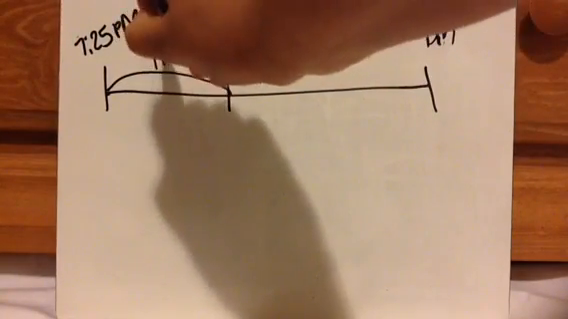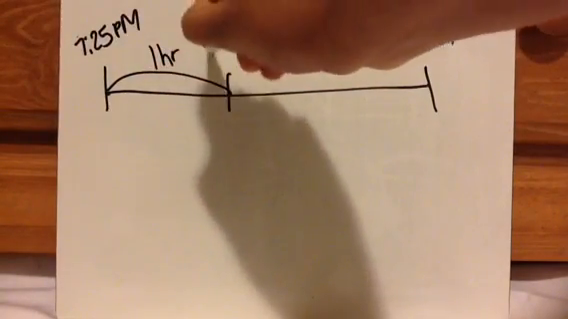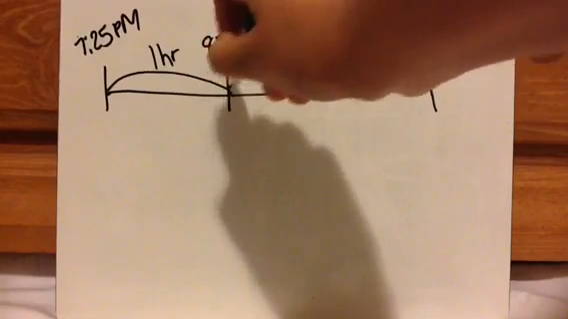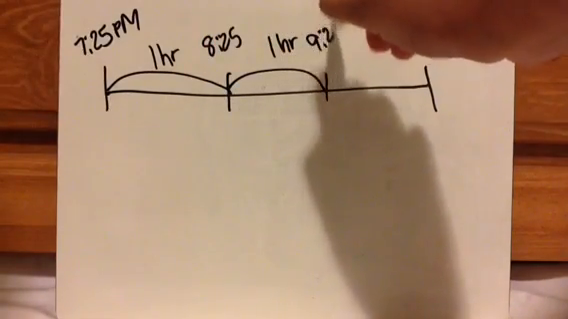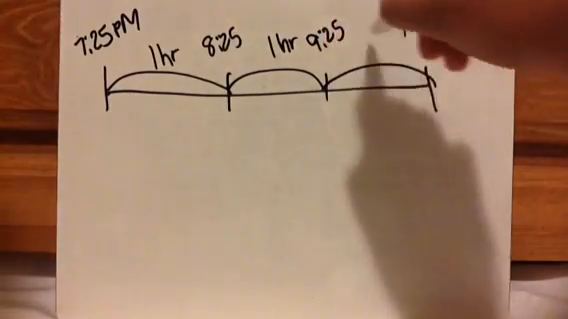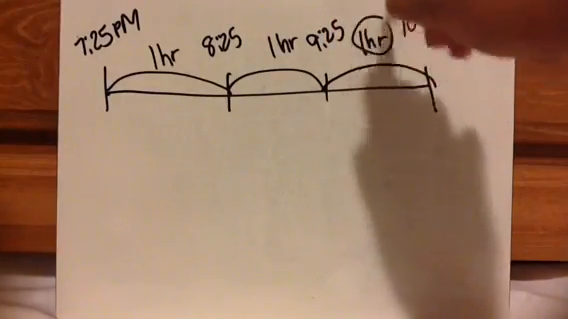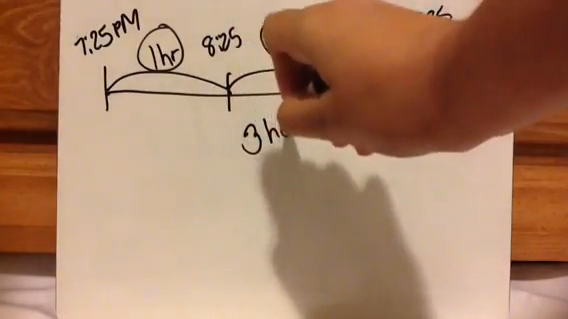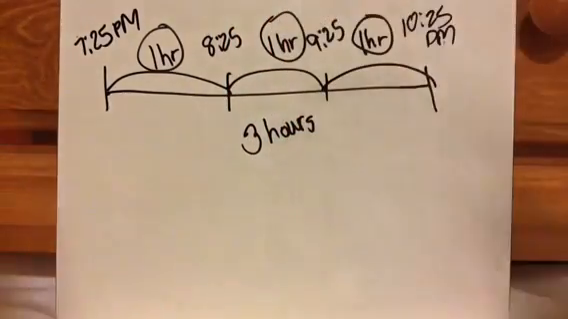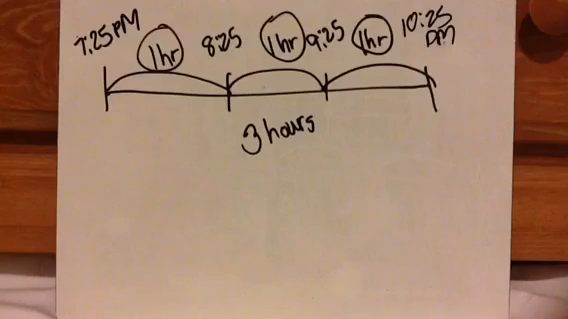So I would do 7:25 plus 1 hour, so it'll be now 8:25. 8:25 plus 1 hour is 9:25. 9:25 to 10:25 is another hour. So I count the number of hours, and then my answer is the movie was 3 hours long, or dinner and an activity was 3 hours long, or, you know, whatever.